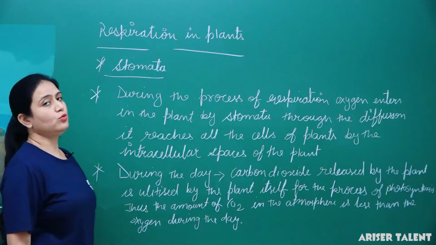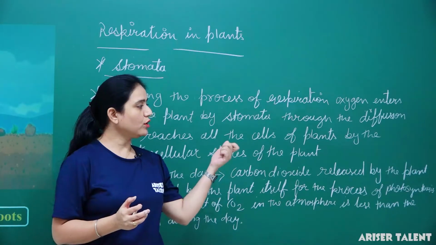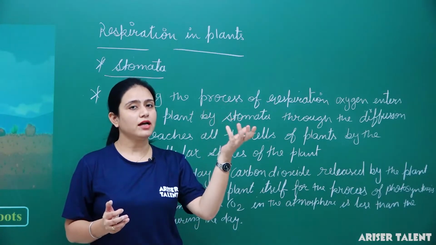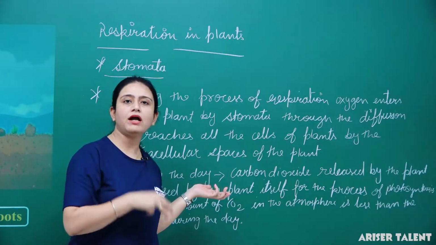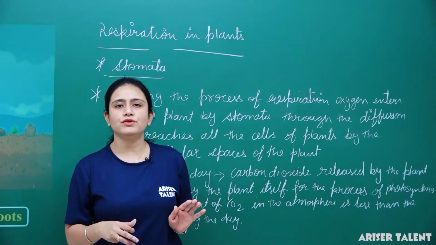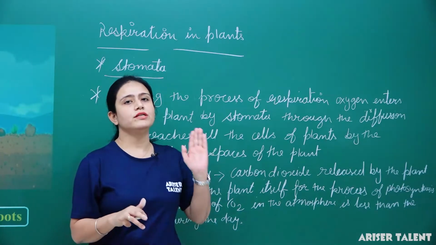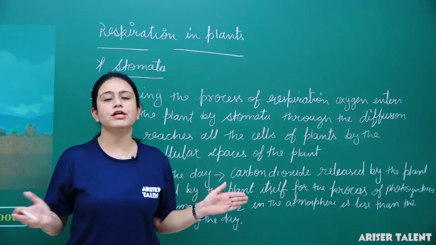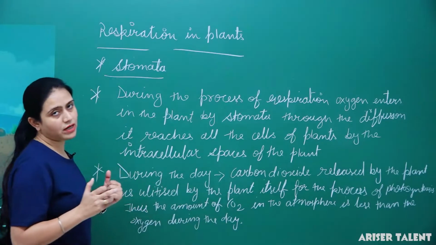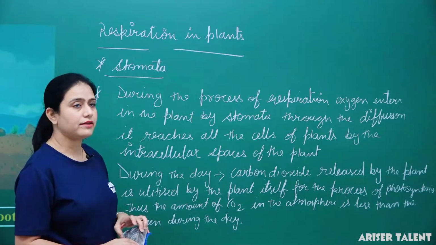Hope it is clear to you why the amount of carbon dioxide is less during the day in the atmosphere, because whatever carbon dioxide is released by the process of respiration, that carbon dioxide is utilized by the plant itself for the process of photosynthesis, and during photosynthesis, the plant releases oxygen into the atmosphere. This is the reason we get a sufficient amount of oxygen during the daytime and the amount of carbon dioxide is less, but the condition is opposite at night.